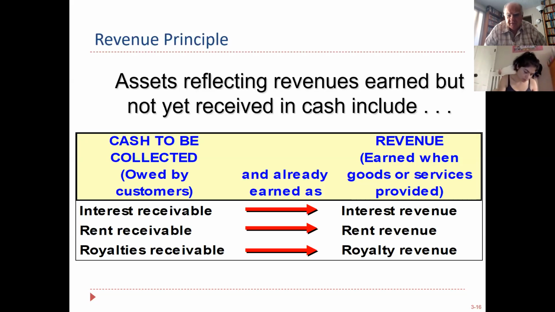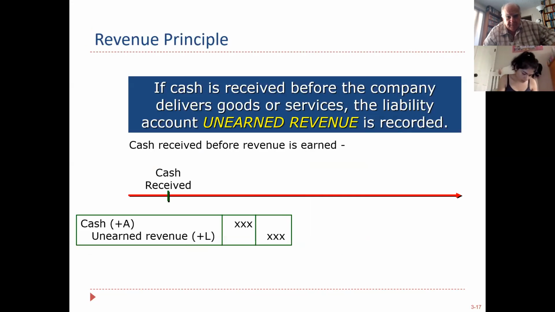And when you, the Dodgers, get that money, you're going to debit cash to increase it. And you are going to credit a liability account called unearned revenue. The debt you owe me is not money, it's baseball games, okay? The revenue principle. And here they're showing it. If cash is received before the company delivers the goods or services, that's called unearned revenue. A real good example is an insurance policy.